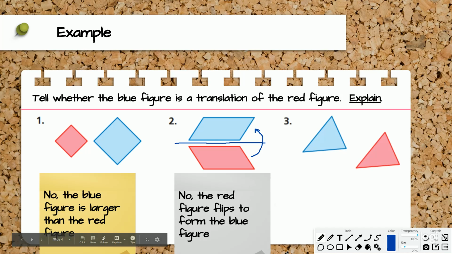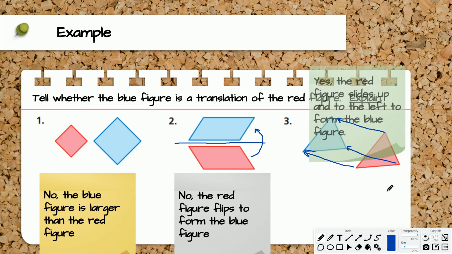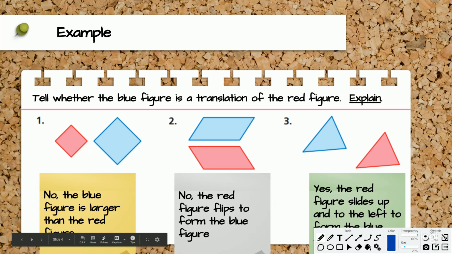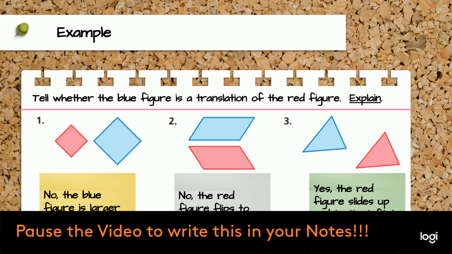And then here's the last one. For this one, they are the same size, they are the same orientation, and the red figure is sliding that way to form the new blue figure. And it's all going the same direction and the same distance. So this one is a translation, and the red figure slides up and to the left to form the blue figure. So you can pause the video here and write one of these examples into your notes.